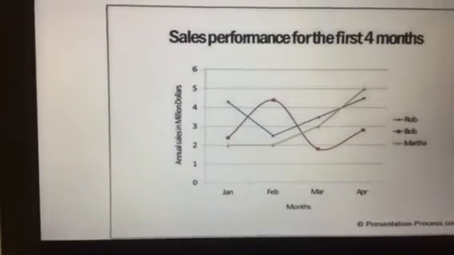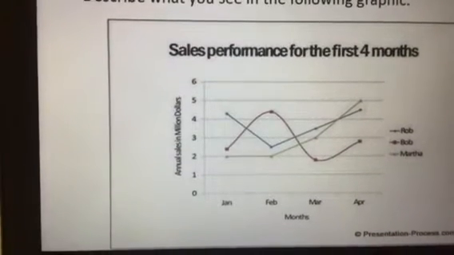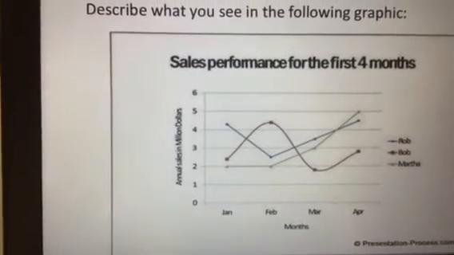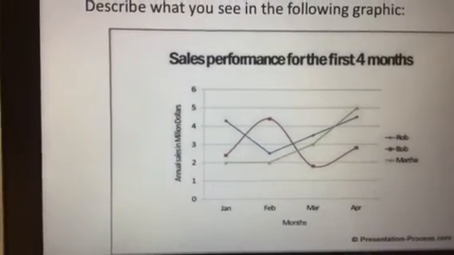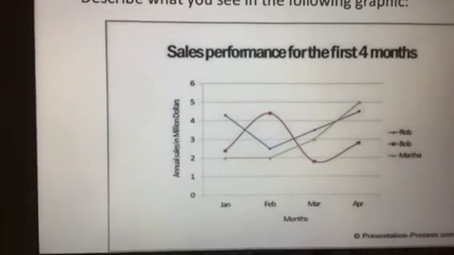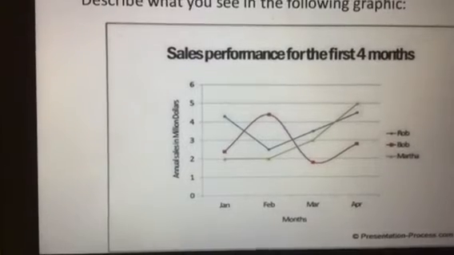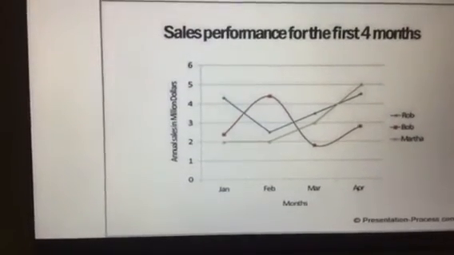First of all, we're going to evaluate this graph. We can see that in the left part there's annual sales in million dollars, from $1 million to $6 million. And we can see that down are the months. First, we're going to evaluate the red line that indicates Bob's sales.